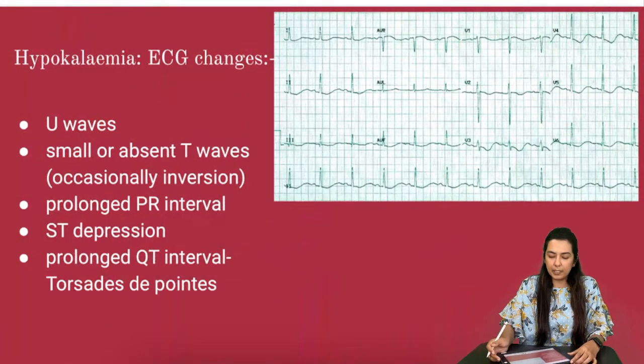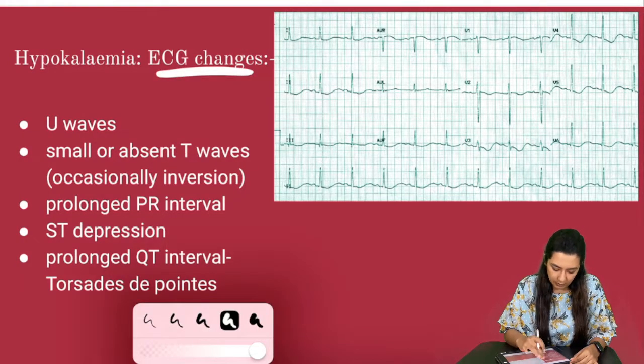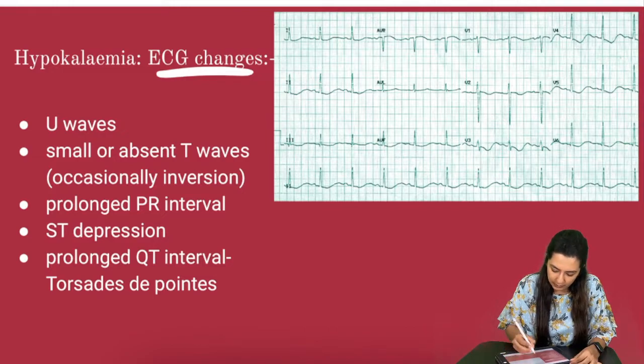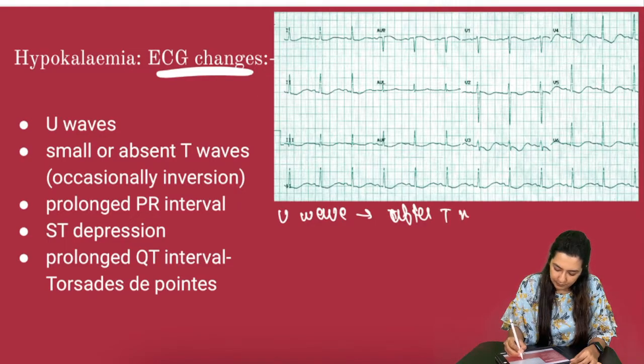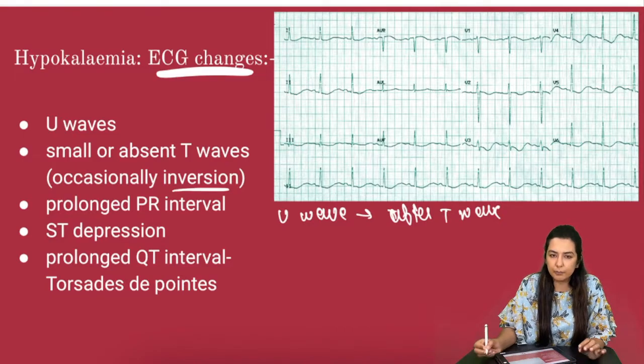So hypokalemia. What are the ECG changes that you will see? First is U waves. U waves are very important. What is a U wave? A U wave comes after the T wave. I have discussed this before. After the T wave, you will see this. There will be a small or absent T wave. Occasionally there will be inversions.